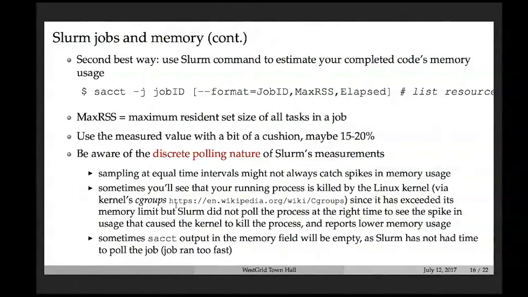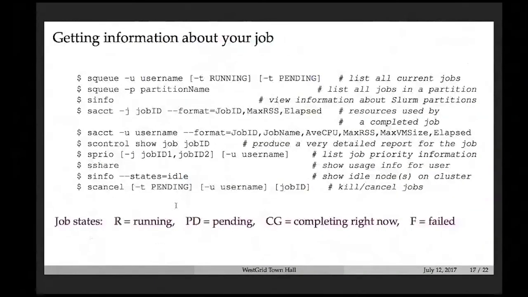But please be aware of what I mentioned already, the discrete time polling nature of Slurm memory estimation. It might not always be accurate because it runs maybe once a minute, or a few times a minute, and for sudden spikes in memory usage, it will not be able to capture these. Getting information about your job, I already mentioned some of these commands, and because we're running out of time, I will not spend much time on this.